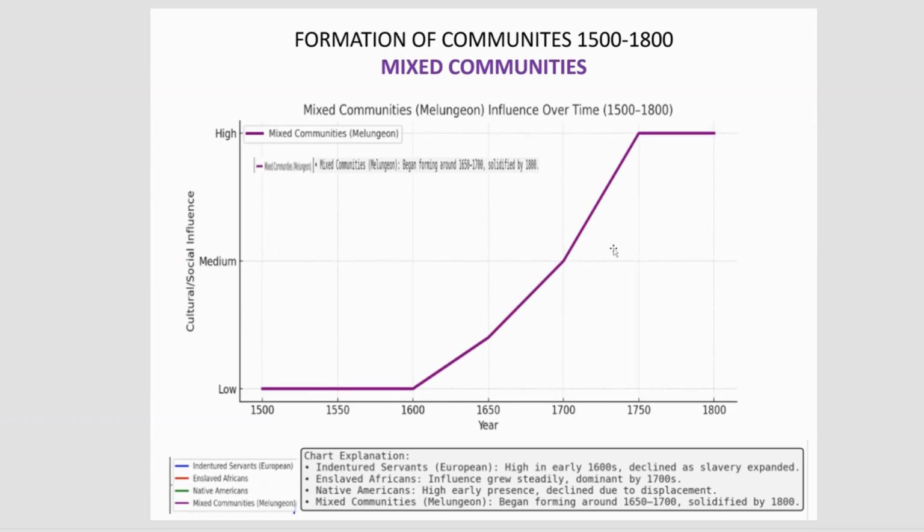And then this is showing a chart of the blending of all those bodies of people, going from 1500 up into 1750 when it was high, with the Melungeon community where they actually started to blend. And I'll start talking about my interpretation of that in a minute.